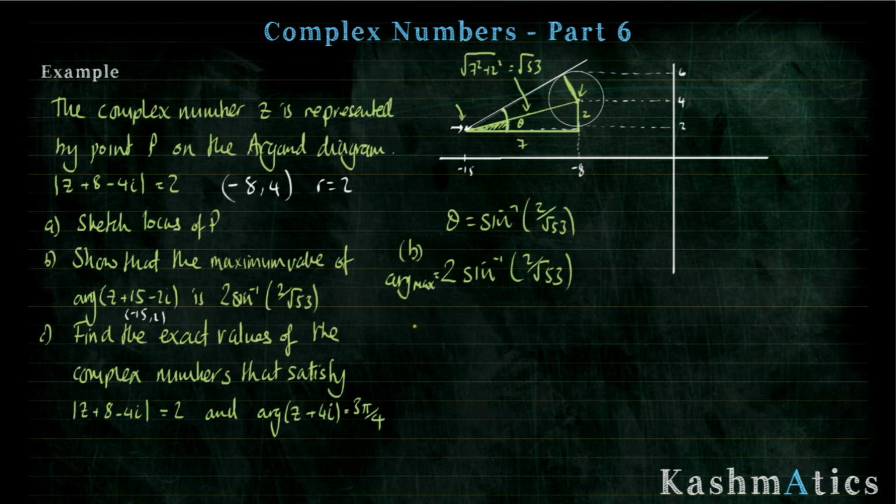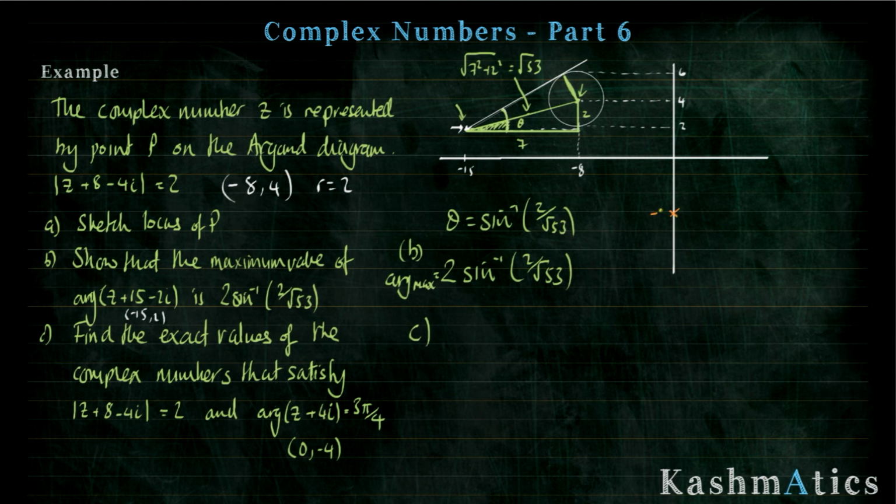Right, and finally part C. Let's have a look what it says. Find the exact values of the complex numbers that satisfy this circle, and this will just be a straight line. Now the important point here is 0 minus 4. Hopefully you know how to extract that now. Let's just mark that on here.